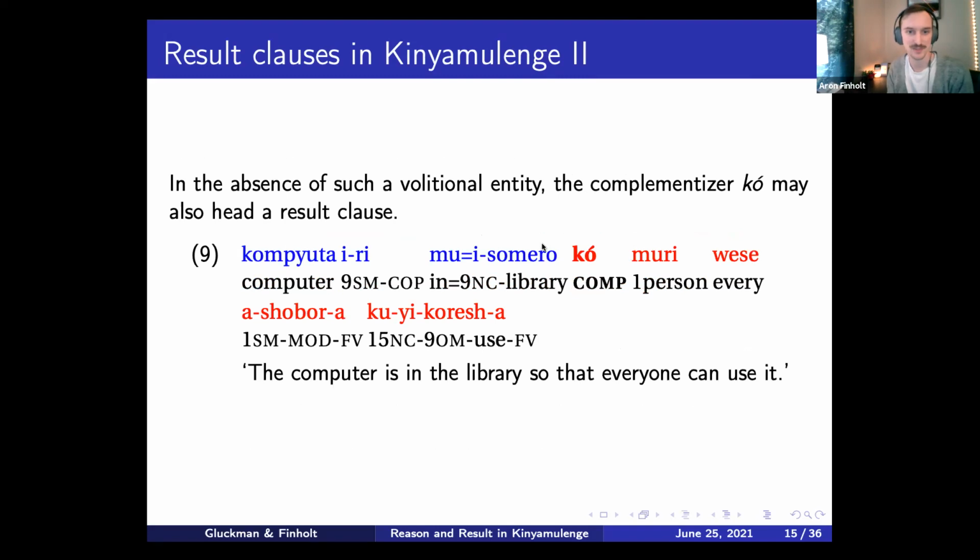However, in the absence of a volitional entity like John, we find that the complementizer co may actually head a result clause, right? So in 9, the computer is in the library so that everyone can use it. There isn't a volitional entity in the main clause, right? And so we find that the result clause may be introduced by this complementizer co.